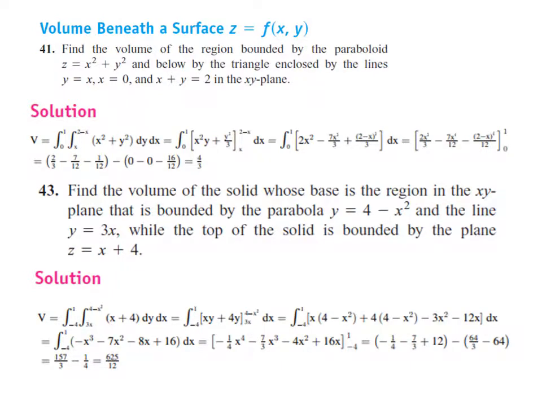So let us take the next problem. Find the volume of the region bounded by the paraboloid z is equal to x square plus y square, and below the triangle enclosed by the lines y is equal to x, x equal to 0, and x plus y is equal to 2 in the xy plane. So let us take f of xy is equal to x square plus y square. y is equal to x is a straight line passing through the origin, x equal to 0 is the y-axis, and x plus y equal to 2 is the equation of a straight line with intercepts at (2, 0) and (0, 2). Therefore the limits of integration are x is equal to 0 to 1 and y is equal to x to 2 minus x.